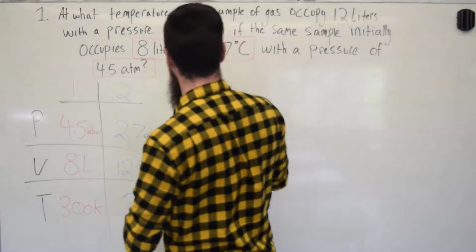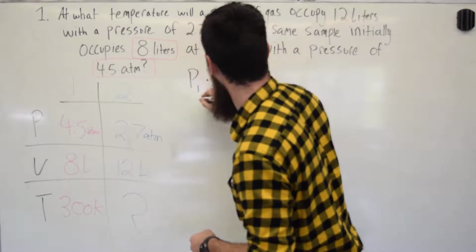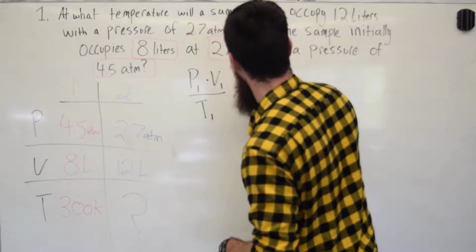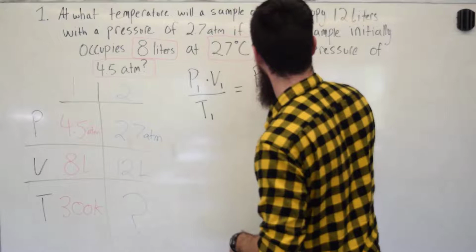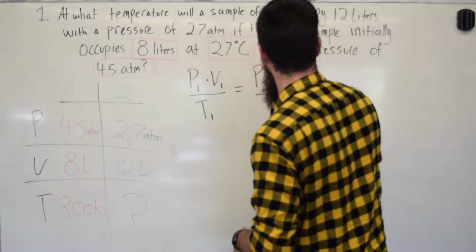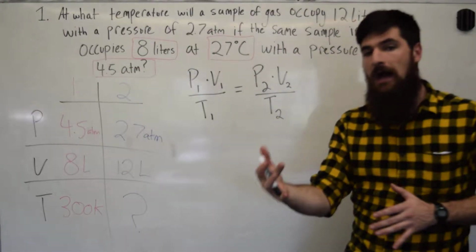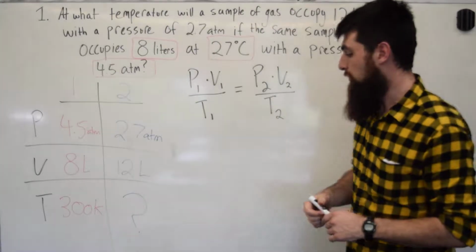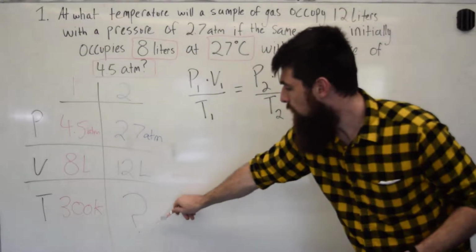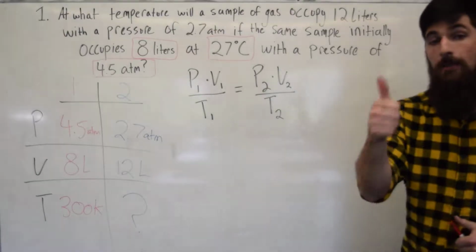Our formula, P1 times V1 over T1 equals P2 V2 over T2. I've shown you a couple different ways how to do this. We're trying to isolate T2. T2, that's what we're trying to get by itself, right? We want it by itself.